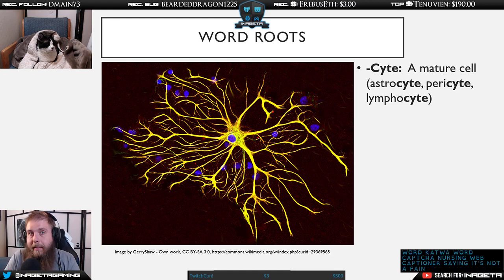It's not a parasite, like the thing that takes your nutrients away from you, but a pericyte is another type of cell that wraps around your capillaries in the brain and helps form the blood-brain barrier. And then lymphocytes, those are of course mature immune cells in the body. So if you ever see sites like that, they're talking about mature, fully functioning cells, not stem cells or anything like that. Okay.